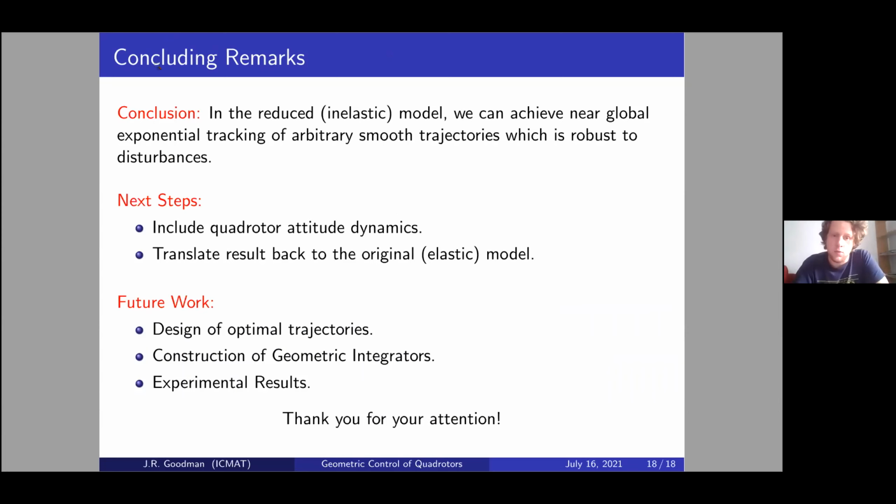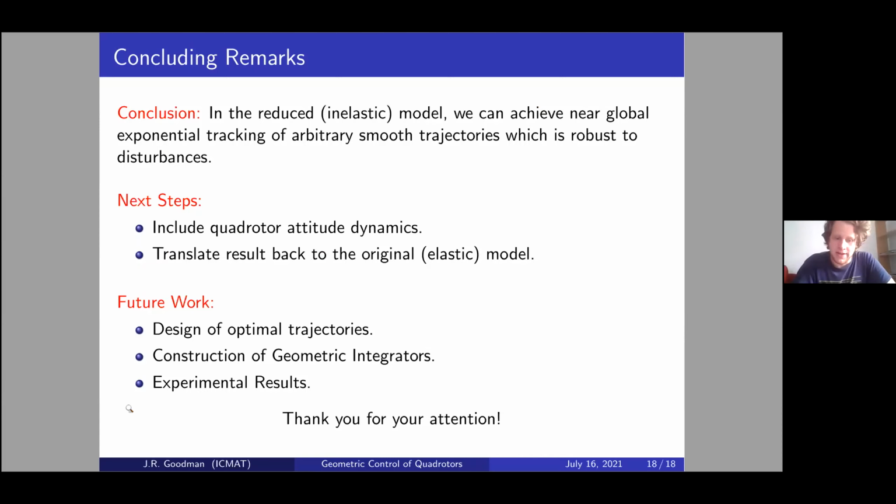So with that in mind, what we've shown is that in the reduced or inelastic model, we can achieve near global exponential tracking of arbitrarily smooth trajectories, and that they're robust to disturbances. And the next steps here that we also did in the paper would be to then include the quadrotor attitude dynamics back into the problem, and then to translate these results back into the original elastic model via some of those results I talked about from Khalil's book.